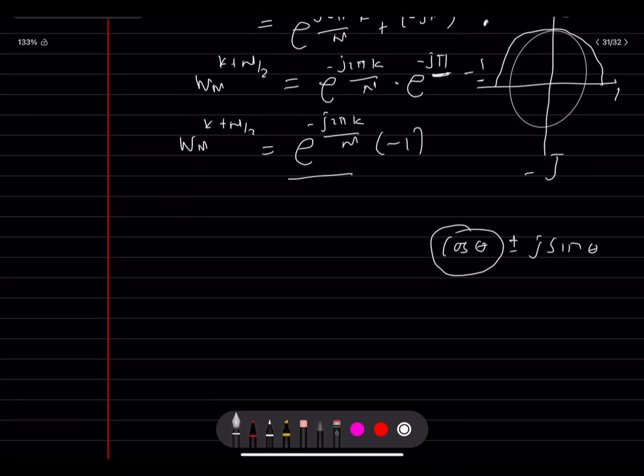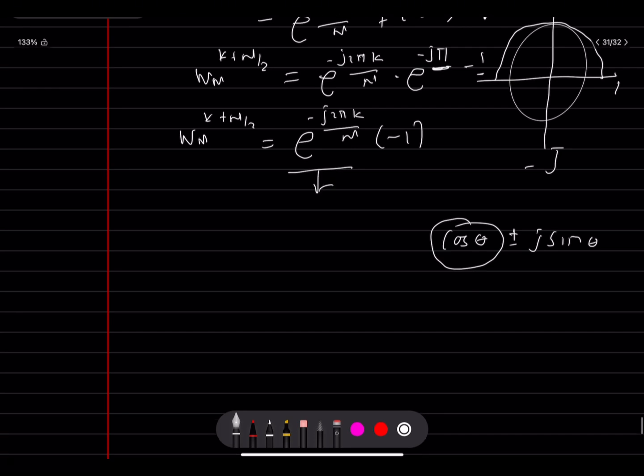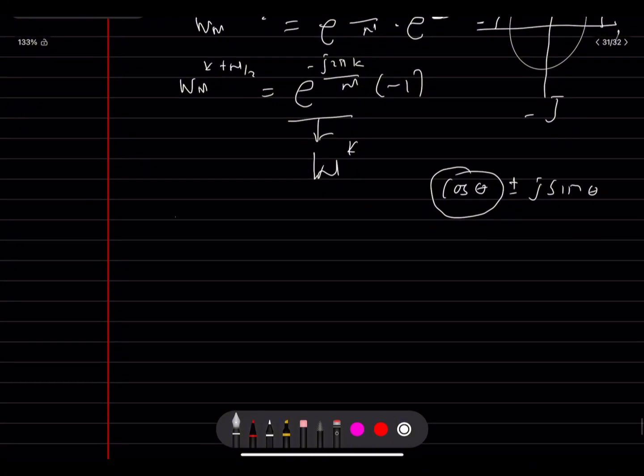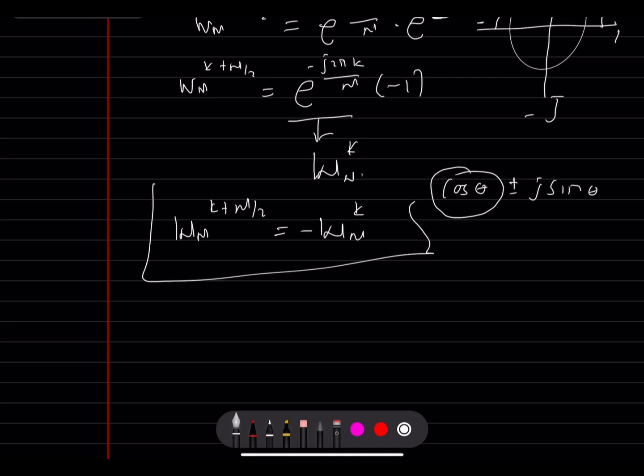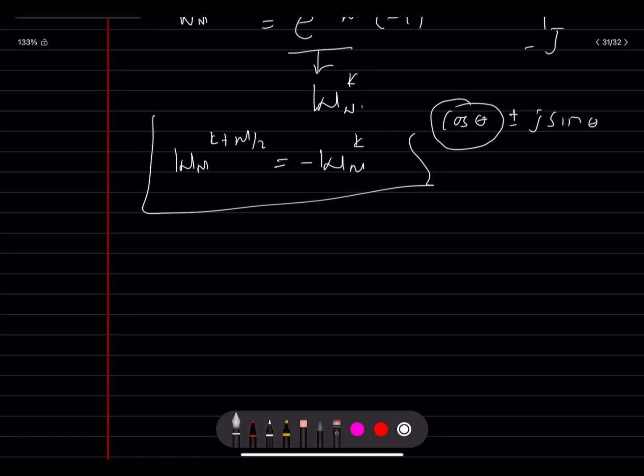But we are aware that this exponential term here is equal to omega N^k, and therefore we can say that omega N^(k+N/2) is equal to negative omega N^k.